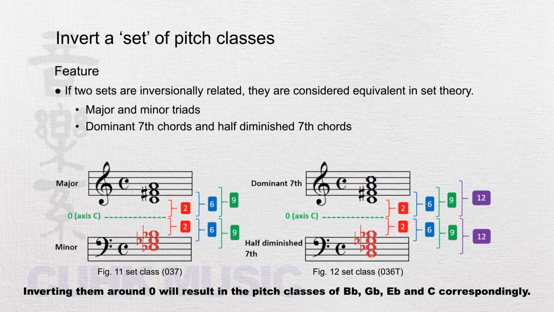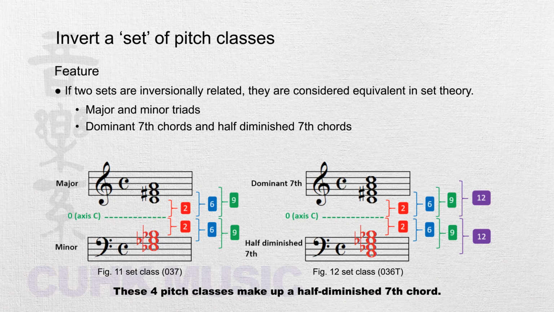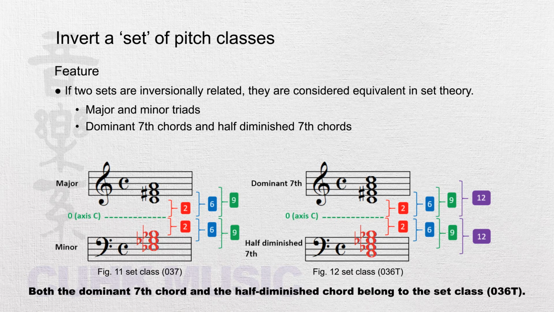Inverting them around 0 will result in the pitch classes of B flat, G flat, E flat, and C correspondingly. These 4 pitch classes make up a half-diminished 7th chord. Both the dominant 7th chord and the half-diminished chord belong to the set class 0, 3, 6T.